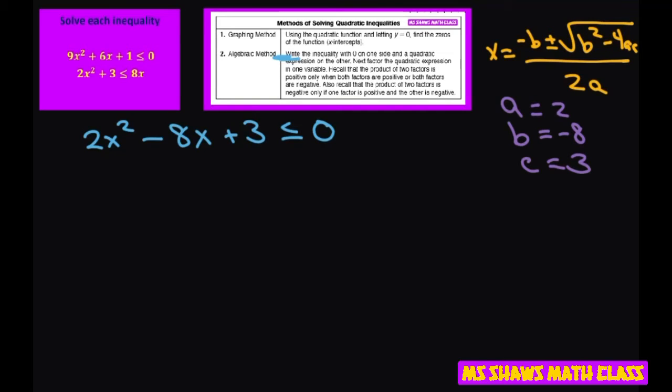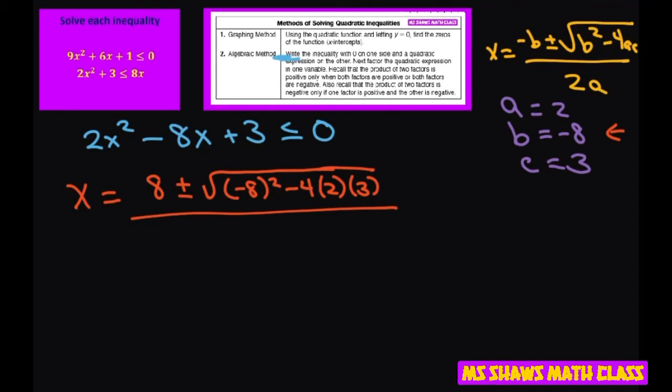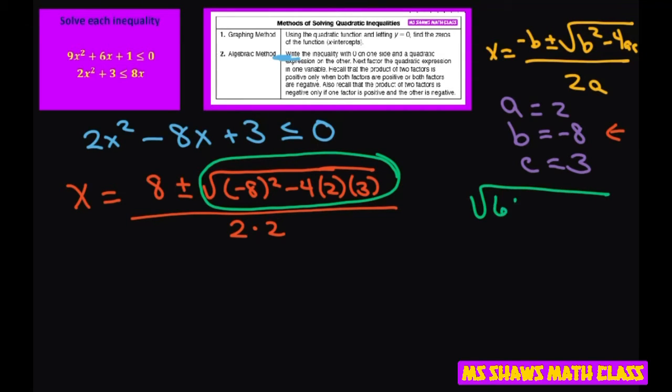So using our quadratic formula, we get x equals negative b, so the opposite of negative 8 is positive 8, 8 plus or minus the square root of negative 8 squared minus 4 times 2 times 3, divided by 2 times 2. All right, from here, I'm just going to look at this piece. This is going to be the square root of 64 minus 24, which is the square root of 40, which I can write as the square root of 4 times 10, which is 2 square root of 10.